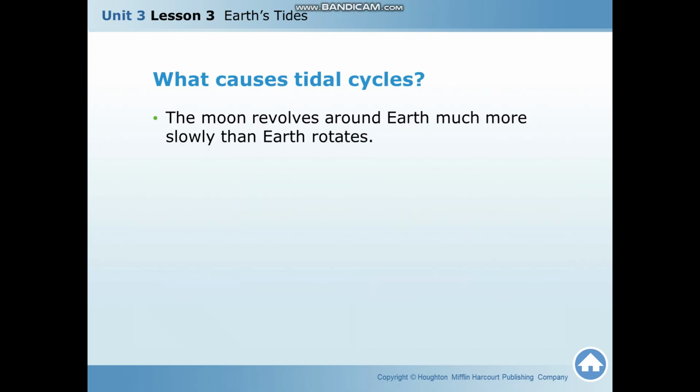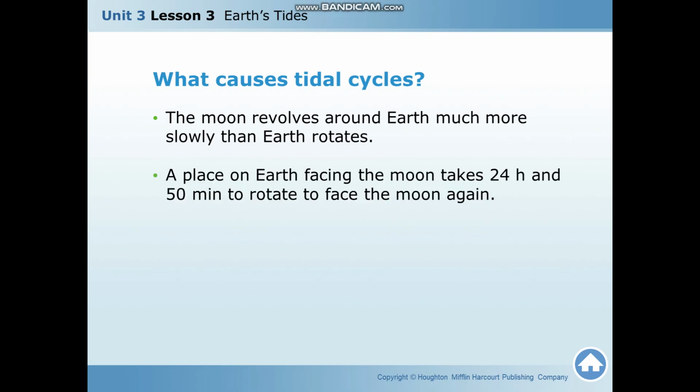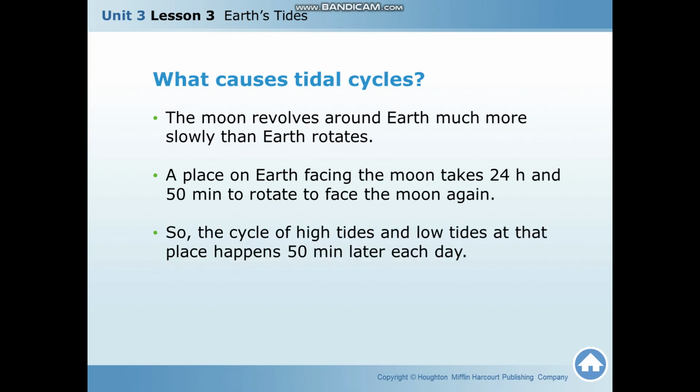What causes tidal cycles? The moon revolves around Earth much more slowly than Earth rotates. A place on Earth facing the moon takes 24 hours and 50 minutes to rotate to face the moon again. So the cycle of high tides and low tides at that place happens 50 minutes later each day.